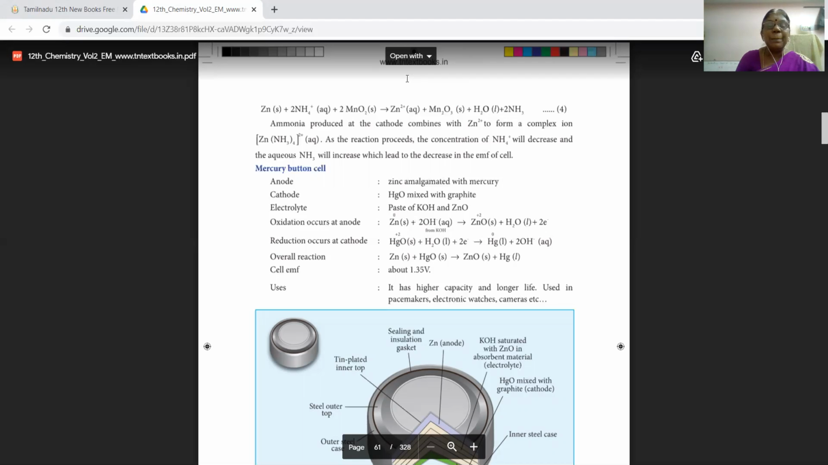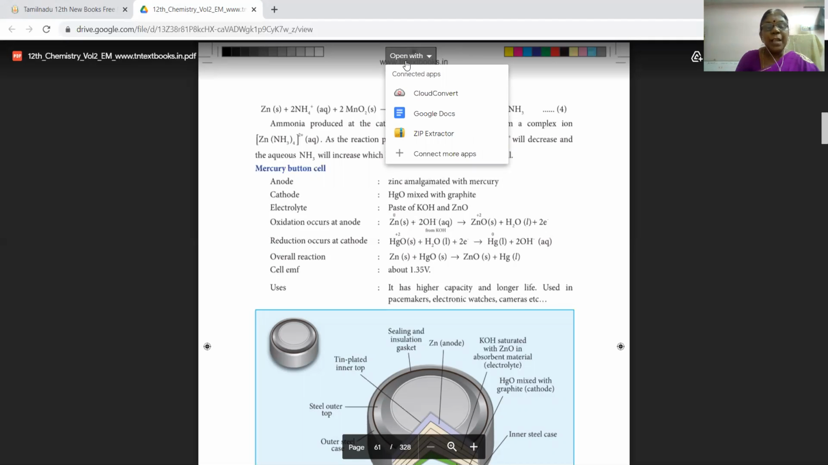Next is the mercury button cell. In this one, the anode is zinc amalgamated with mercury and the cathode is HgO, that is mercury oxide, used with graphite, and the electrolyte is a paste of KOH and ZnO. Okay, that is zinc oxide.